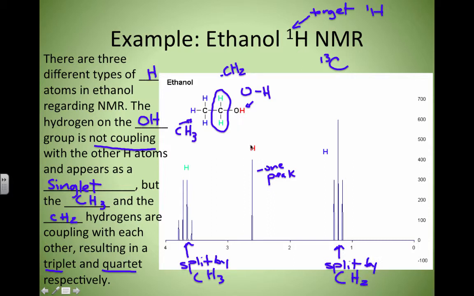The hydrogen that's attached to the oxygen isn't interacting with other hydrogens because they're too far away to have any effect. So this is the type of information we can get from an NMR spectrum, and when you get into organic chemistry, you'll learn how to read these for yourself so that you can identify molecules and tell what they are and how they're bonded together.